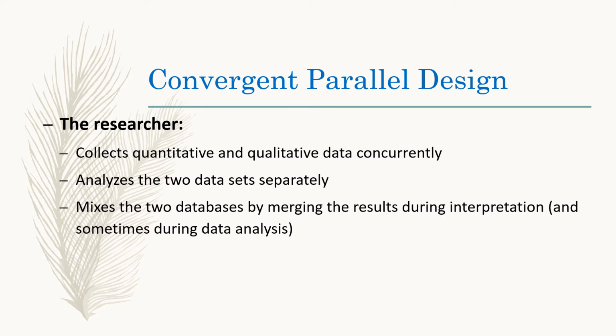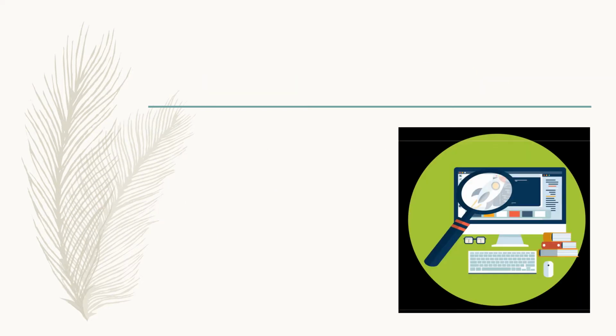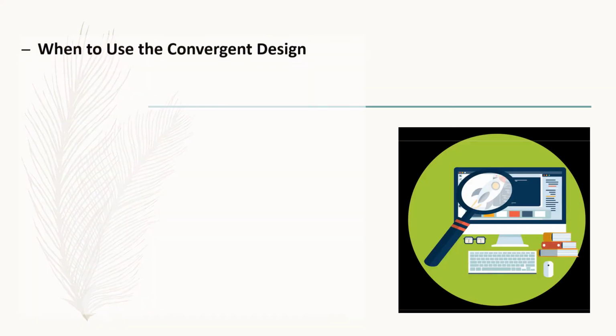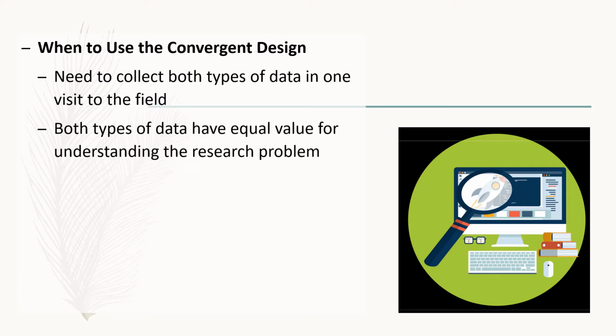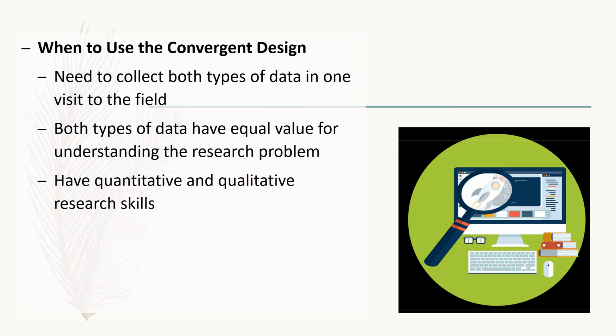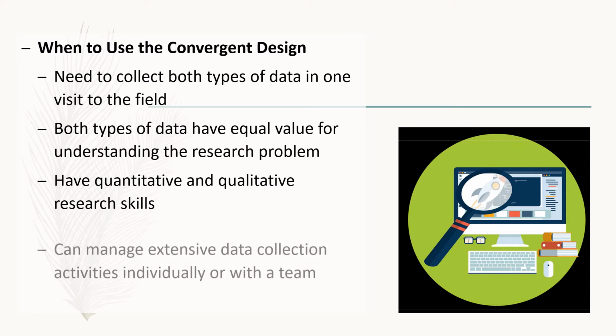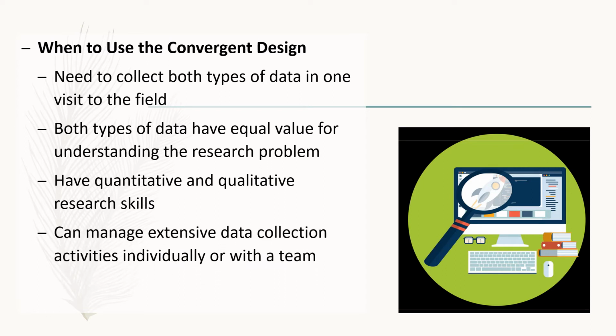Next, when to use the convergent design. When you need to collect both types of data in one visit to the field. Also, both types of data have equal value for understanding the research problem, and you have quantitative and qualitative research skills. So the researcher must be knowledgeable in both qualitative and quantitative. You can manage extensive data collection activities individually or within a team.